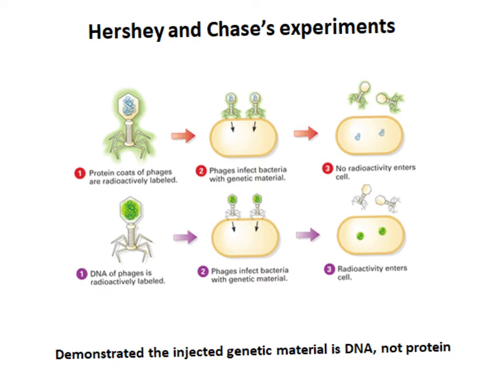So they take radioactive elements and they label either the protein or they label the DNA with them. So in this first experiment, they labeled the protein. And if you see, they're showing the radioactivity by just highlighting it green. So the protein's green. They know that the bacteriophages are going to infect bacteria. So they're going to inject their genetic material into that bacteria.